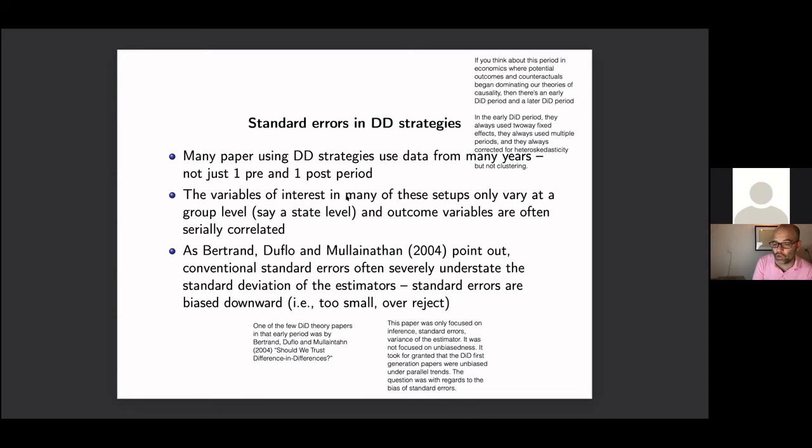Now, they weren't the first ones. They were not the first ones, for reasons I do not fully understand. Bertrand, Duflo, and Mullainathan are not the first to suggest the solutions I'm about to say, but this is the paper people routinely remember. It was actually earlier work by Moulton that said many of the same things.